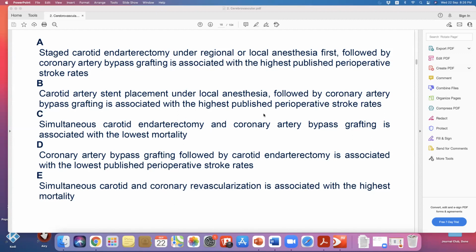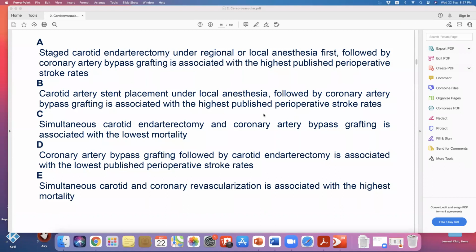C: Carotid artery stent placement under local anesthesia, followed by coronary artery bypass grafting, is associated with the highest published perioperative stroke rates. This is stenting at the same time, I think the same, stroke also. No, not really. A stent before is also lowest, but the problem with the stent, as I said, is the aspirin and Plavix. So you cannot answer that. They want to do it at the same time, and to understand it from the question, they need a second stage. Talk about B or C? B. They said to do the stent first, then the CABG. Okay, second stage.